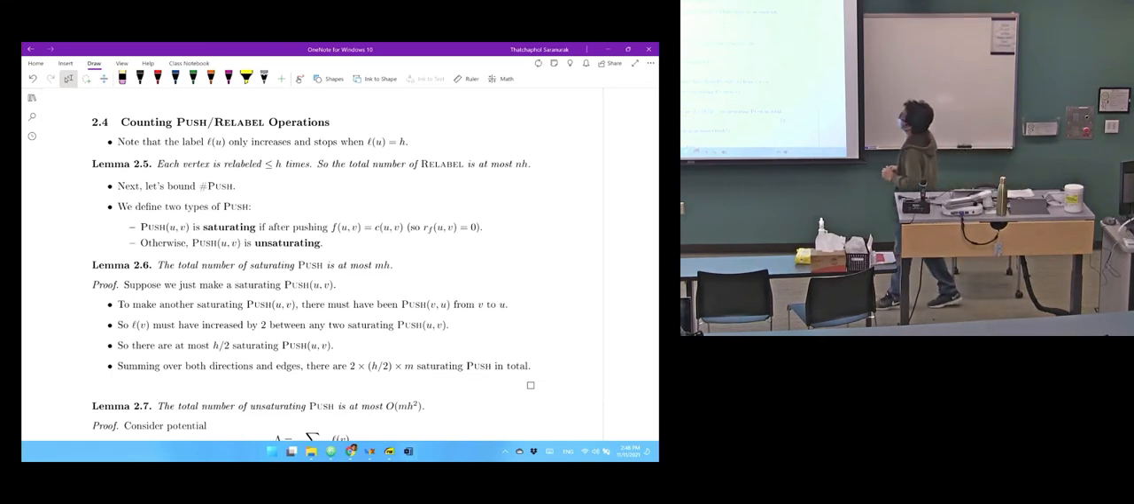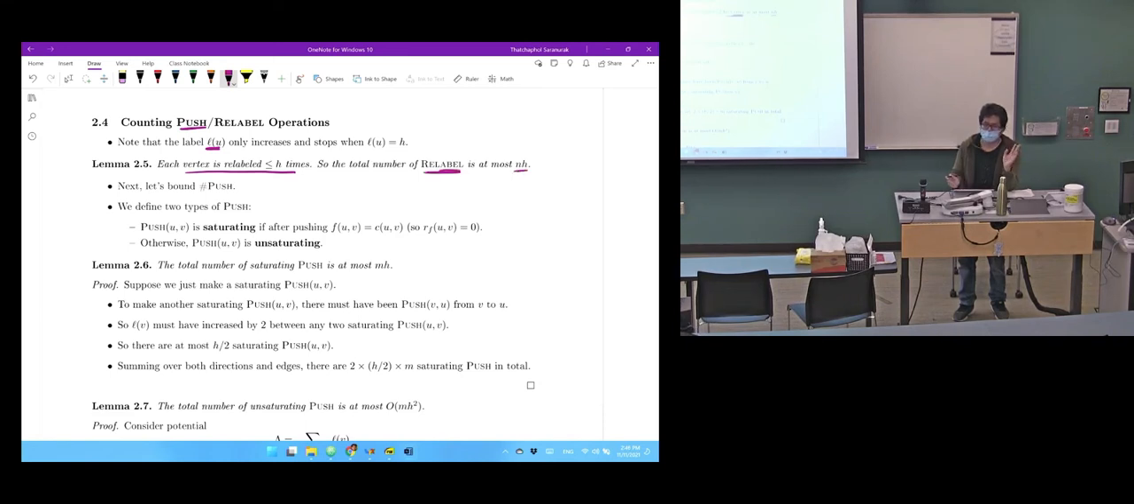So now we will analyze the algorithm a bit. First, note that I will count how many times we call push and how many times we call relabel. Note that labels only increase, never decrease, right? So each node can be relabeled at most h times. So the total number of relabels is nh.